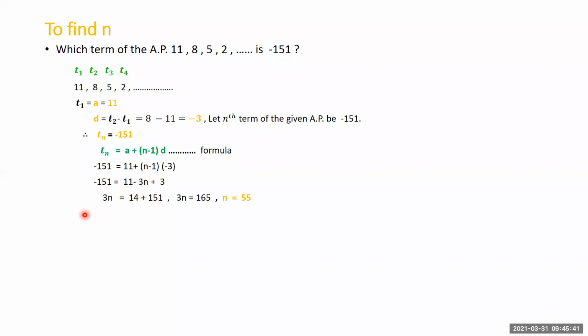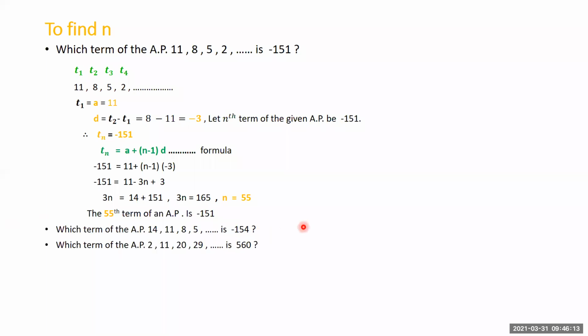And then this 3n you take to the other side. Minus 3n will become plus 3n. Then 11 plus 3, you will get 14. And this minus 151 comes to this side. It becomes plus 151. So 3n equal to, add these two, you will get 165. When you find the n value, 165 upon 3, you will get 55. So the 55th term of the AP is minus 151. So this is the last answer that we have to write. For this also, I have given you the answers for these model questions.